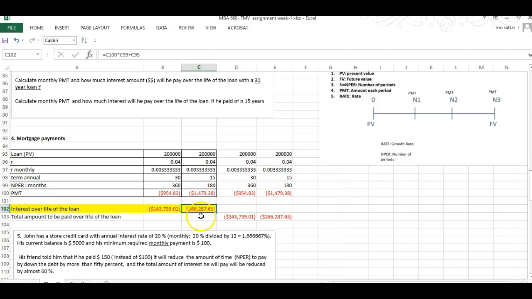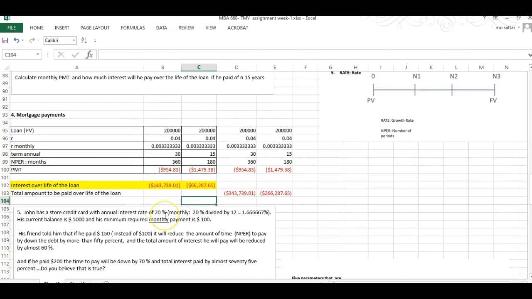And as you would expect, if you borrow the money for a shorter period, you will end up paying a lot less interest. So in this case, for 15 years, you will pay an interest of 66,000. If you borrow the money for 30 years, you're going to pay a lot more interest. So that's how you would do it.